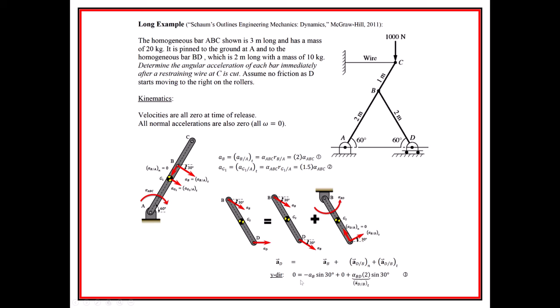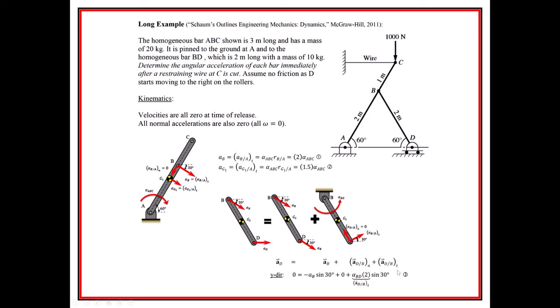In the Y direction, we can establish Y is 0 on the left-hand side. We have the negative AB sine of 30, and then nothing in the normal direction. I decided to make the normal one first; a lot of times I'll make tangential first. But I have 0 right here. And then we have the angular acceleration times the distance, so in this case it's 2 meters. And then we're only taking the sine of it, so we're only taking the vertical direction. So that's going to be our third equation.